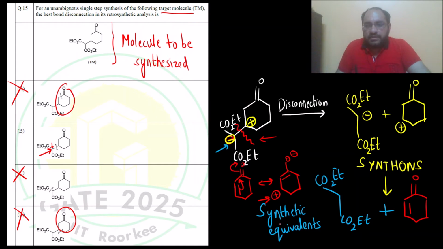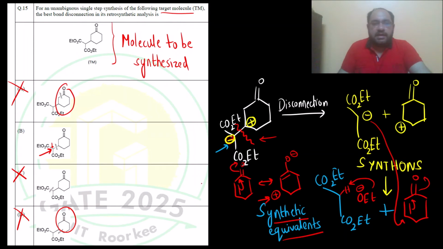Okay, so these are the starting material. They are also called synthetic equivalents. So how do you do this synthesis? You add some base like sodium ethoxide. This will abstract this proton. You will get this enolate, and this enolate will undergo conjugate addition to this alpha beta unsaturated ketone to form the final target molecule. So what is the correct answer? Option B.